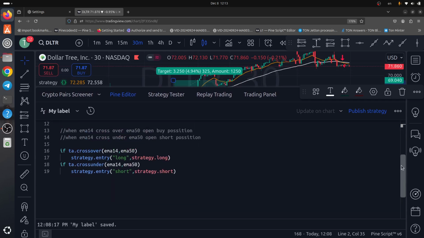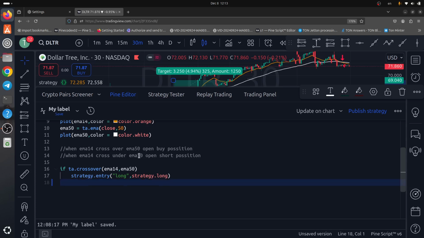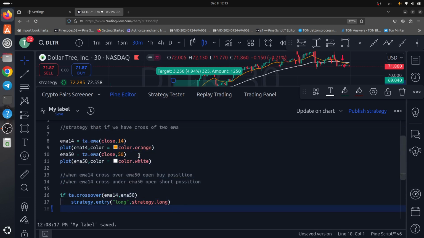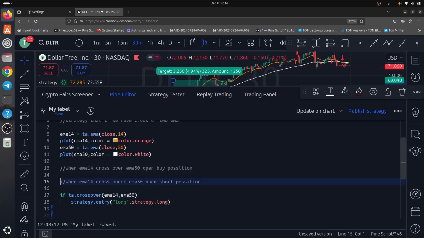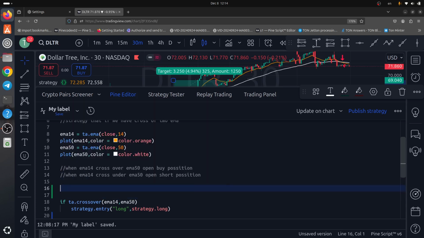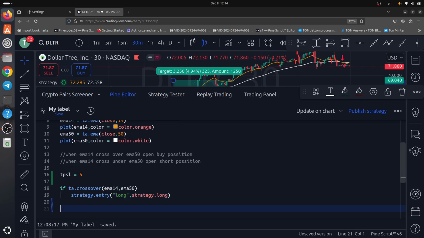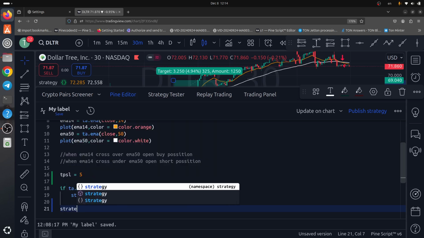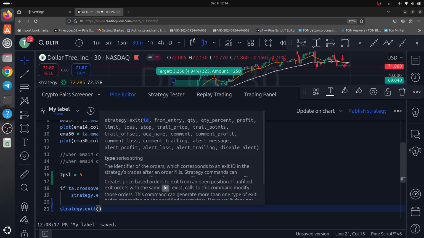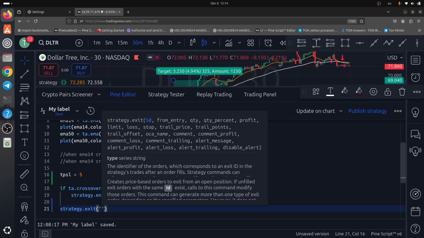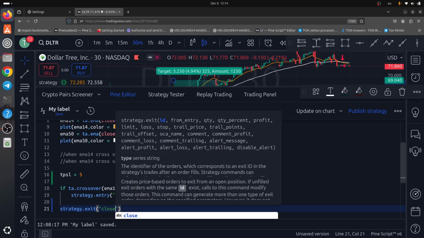We delete the short strategy, we don't need it. For long, we write it here in an input, for example TPSL. Our TPSL we say 5, so 5%. So after a 5% increase, close it, or after a 5% decrease, it hits a stop. Here we use strategy.exit and it asks us an ID. We say close long trade.